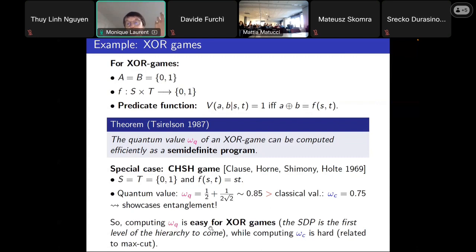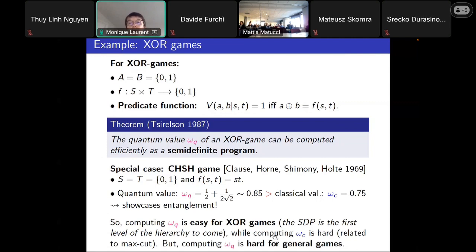So the summary for XOR games: computing the quantum value is easy. It's just an SDP. And actually, this will be the first SDP in the hierarchy of SDP relaxations, which we are going to present next. It just happens that for XOR games, the first level of the hierarchy is already good enough. On the other hand, computing the classical value is hard because it relates to max cut. But this is exceptional, that computing the quantum value is easy. This is true for XOR games, but in general, it's hard for general games.